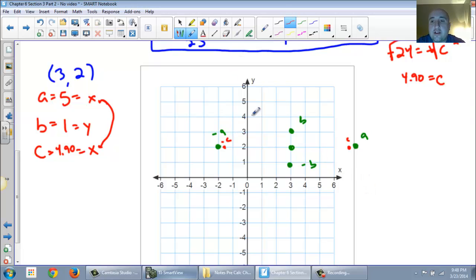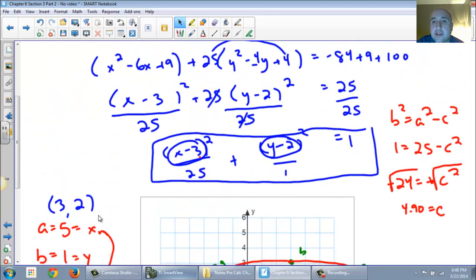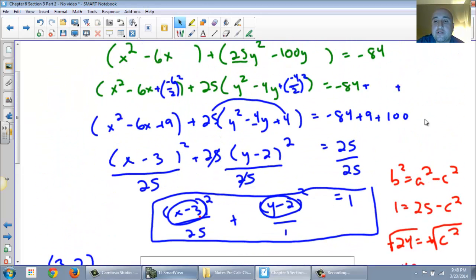Okay, and then now last thing to do is just draw our ellipse through the a's and the b's. So this is a very long, narrow ellipse. Okay, there we have it. Okay, that's a pretty hard one. We will do another one of those in class tomorrow to make sure you get it. Just a basic double completing the square, but there are some different things going on here.